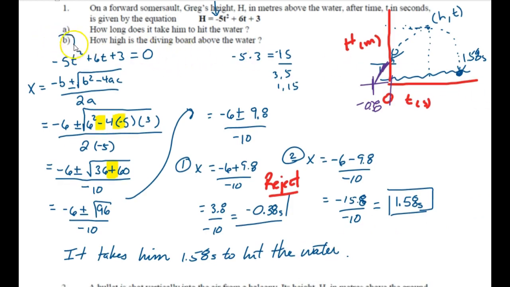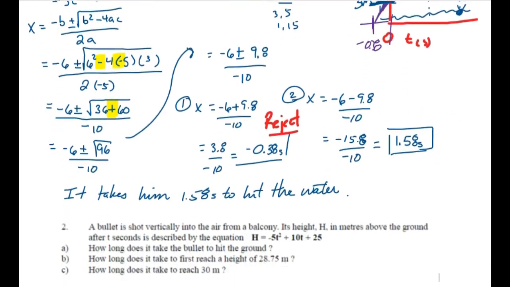B, the highest diving board. Well, we don't need to do any math for that. It's just understanding the formula. The y-intercept here is 3, so it would be 3 meters. And B, the diving board, it's 3 meters high.